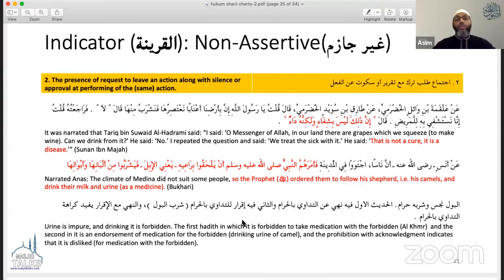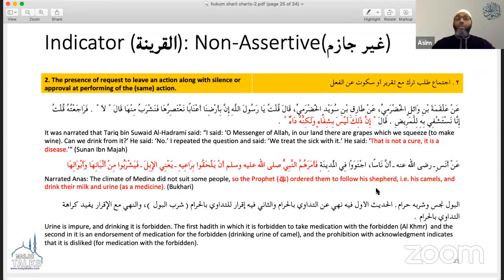So now here, the command was not to do an action actually. So this is more about the makruh. That indicates the action can be makruh. So the command was not to do the action itself, but then when the action was done, there was a silence or approval of that action.